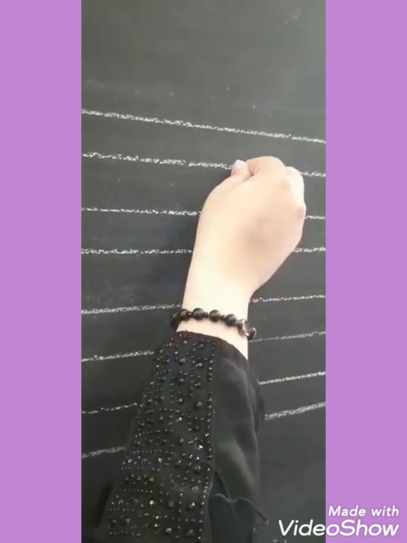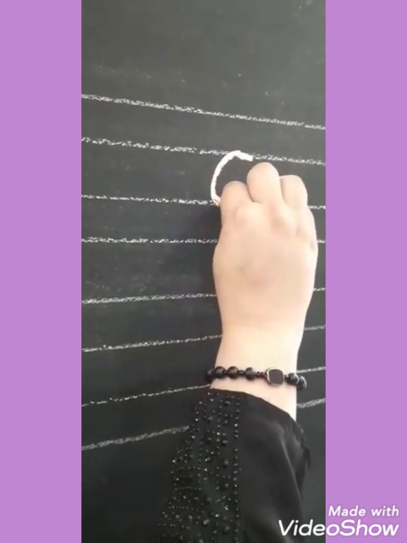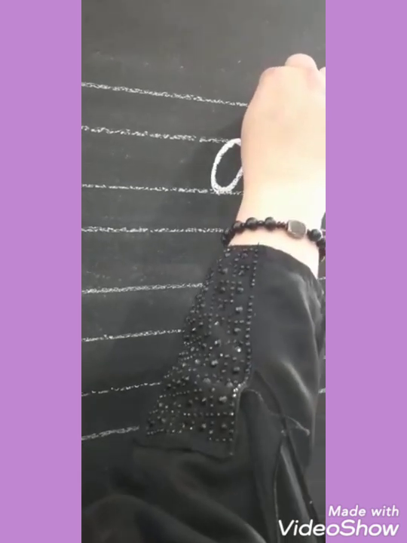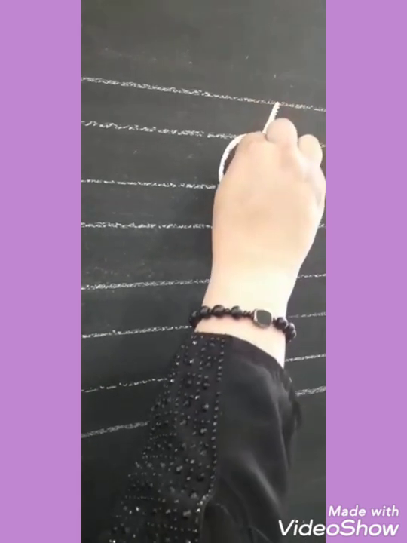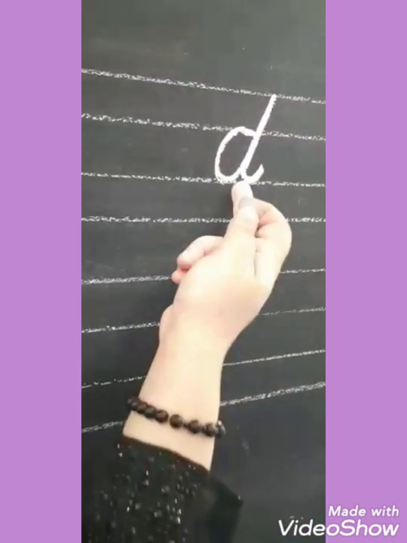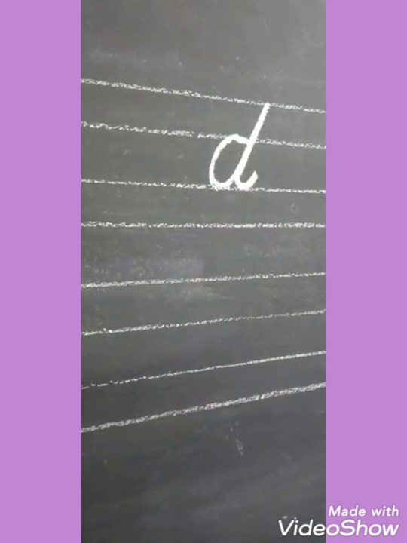Look here again for D. Put the pencil on the dot, move on the line, come down in a round, stop at this dot, go up in a slant, touch the first line, come down in the same way. From here you have to make a tail, little up to the line like this. You have to give this gap like small letter A. This is D.